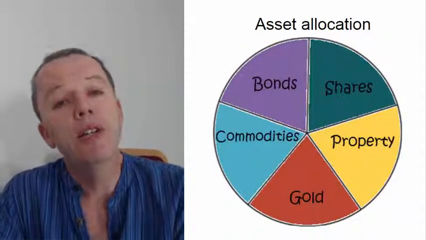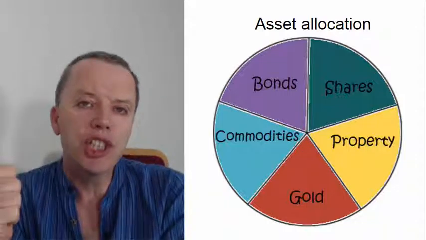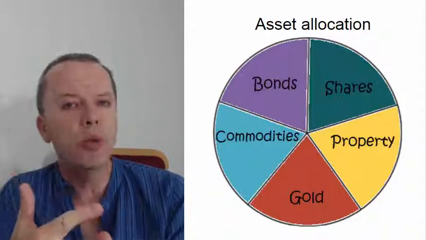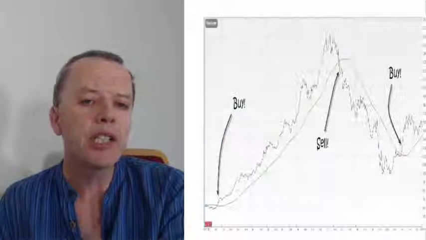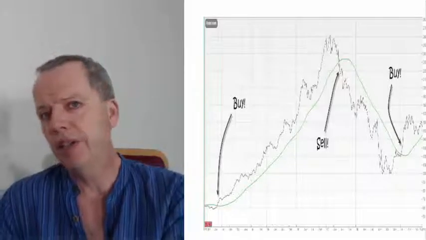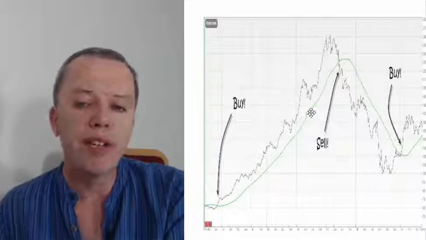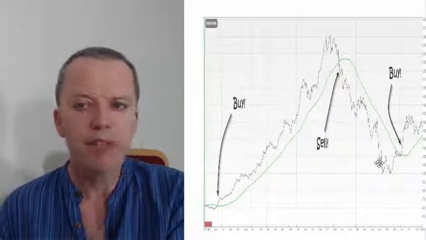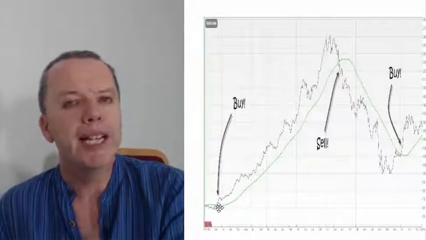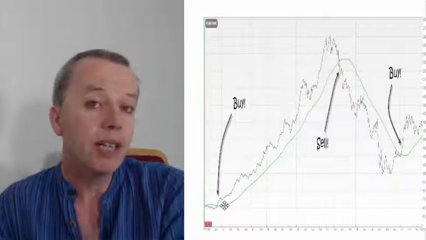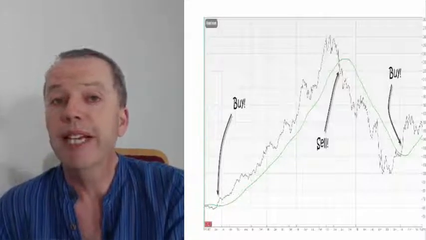So what I do is try and look at different asset classes. I look at shares, I look at property, I look at gold, I look at commodities, and I look at bonds. And I like to decide whether I want to be in or out of those asset classes depending on whether they're rising in price or not. If they're rising in price, I want to own them. If they're falling in price, I want to be out of them. So I use a very simple line in the sand mark to decide whether I want to be an owner of that asset class or if I want to have the money in cash instead.